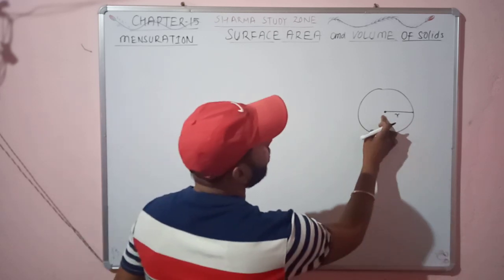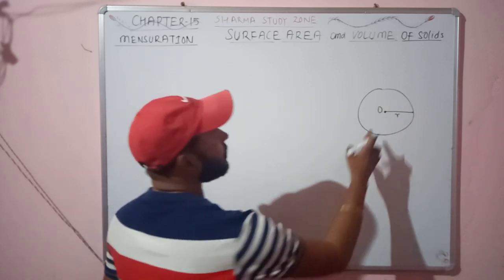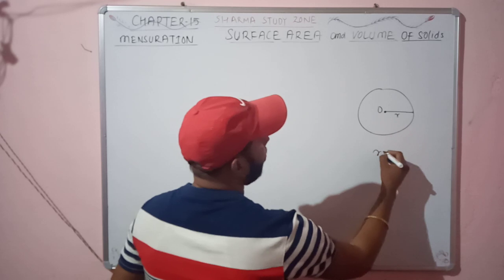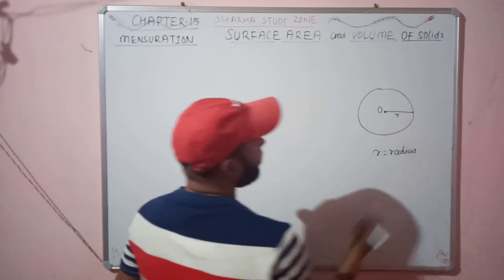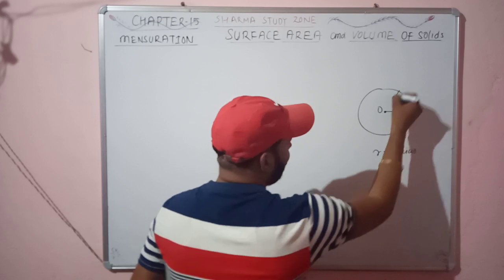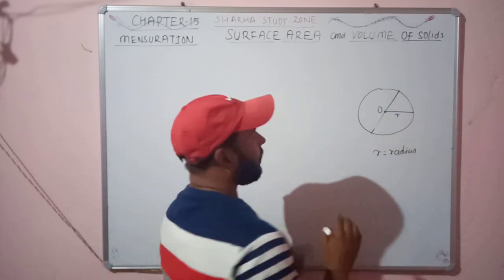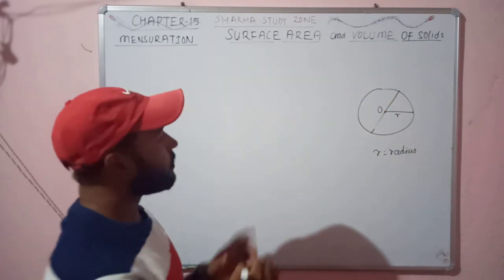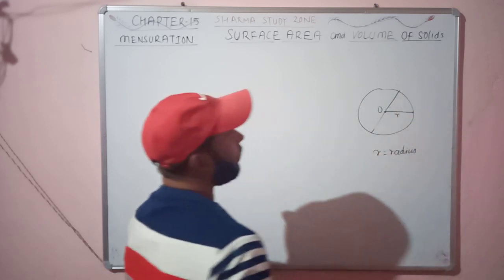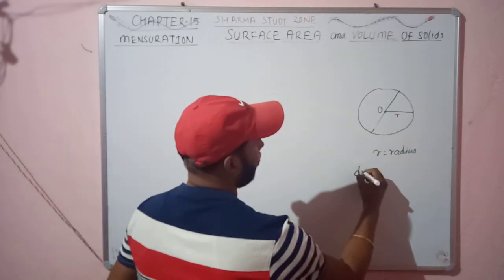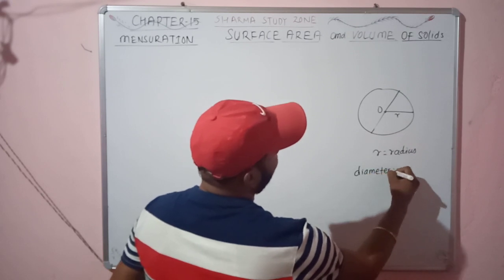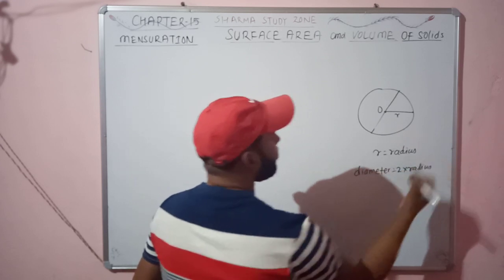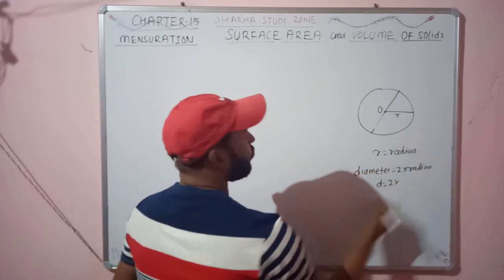The distance between the center and any point of the circle is known as the radius, which is represented as r. A line touching both ends, with 2 points on the circle and passing through the center, is known as the diameter. And the diameter is always twice the radius. It means you can say that D is equal to 2r.